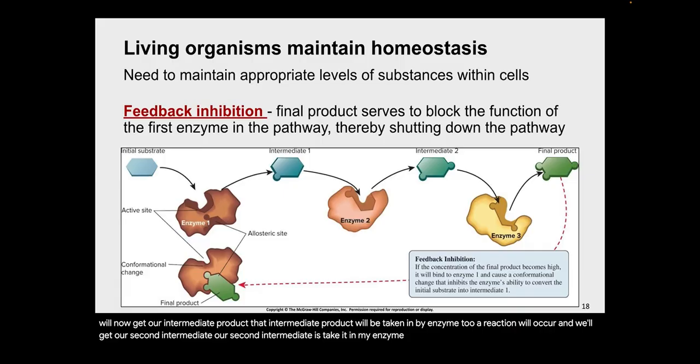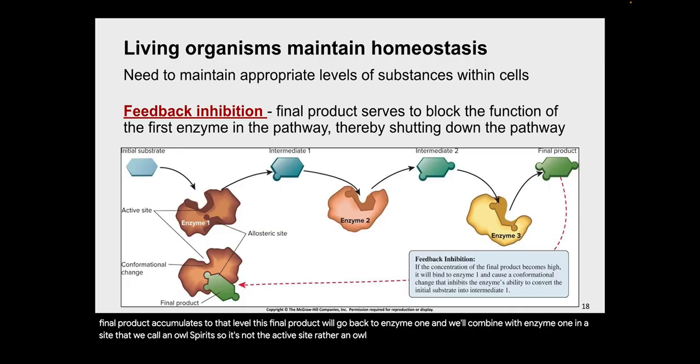Great. We want to produce this final product. But there comes a point where we no longer need as much of that final product. We have to kind of turn this pathway off. When this final product accumulates to that level, it will go back to enzyme 1 and combine with enzyme 1 at a site that we call an allosteric site. So it's not the active site, but rather an allosteric site. See, in this image, it's kind of opposite the active site.